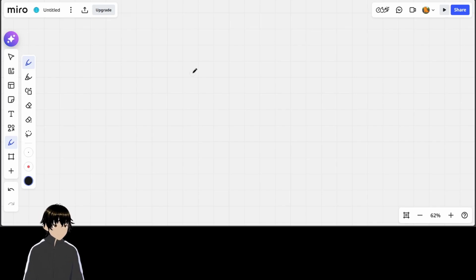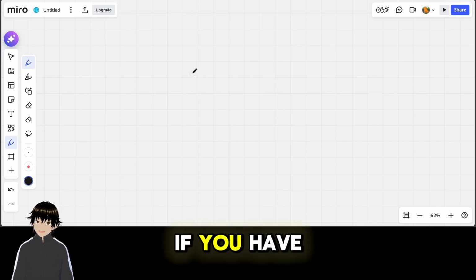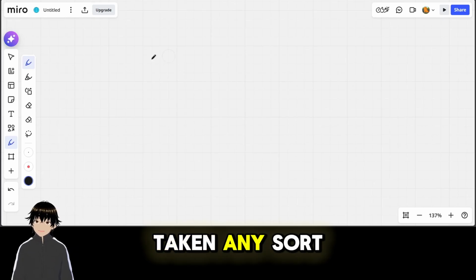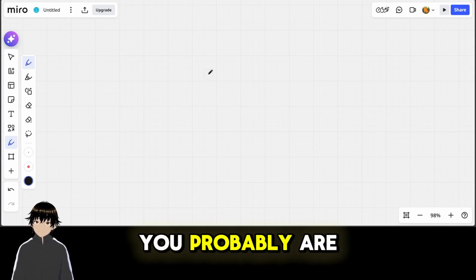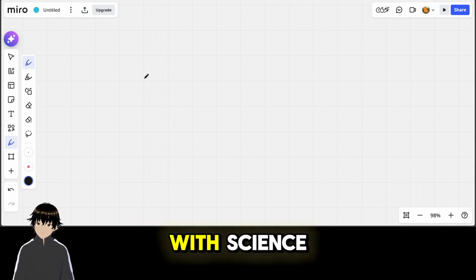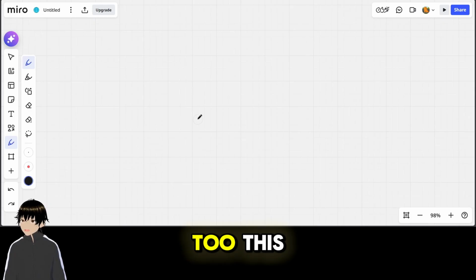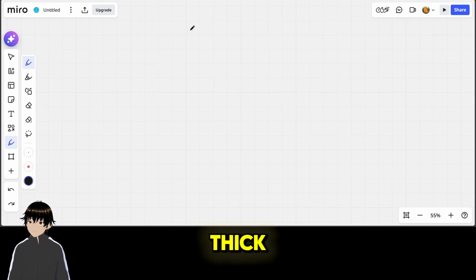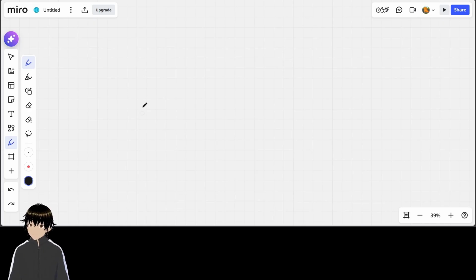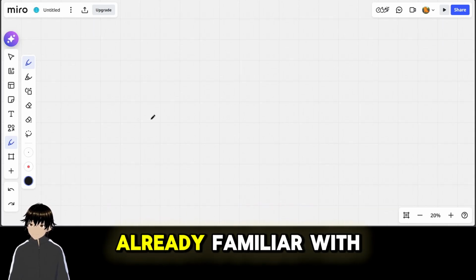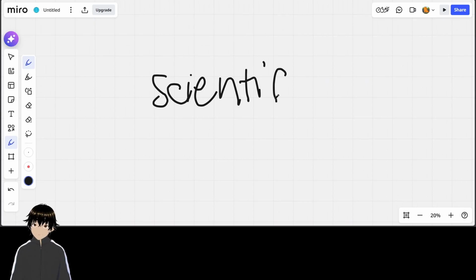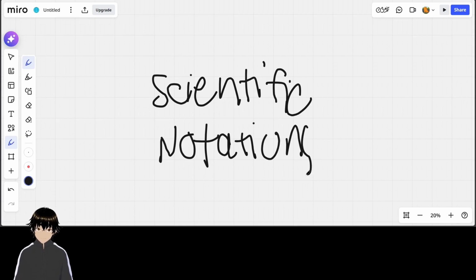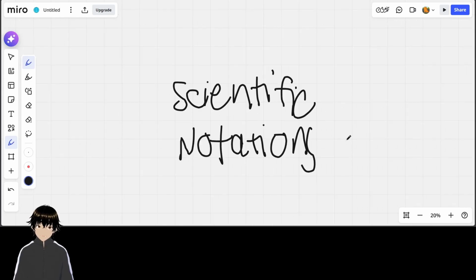So, if you have taken any sort of science class in your whole entire life, you probably are already very familiar with science. Oh, this is too thick. Let me just zoom out. You probably are already familiar with scientific notations, right?